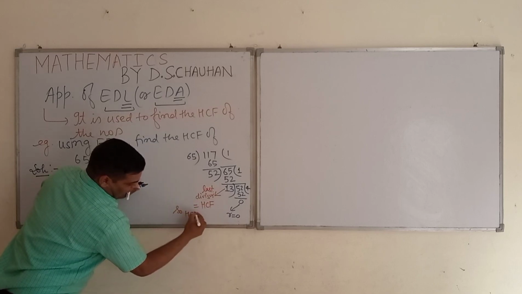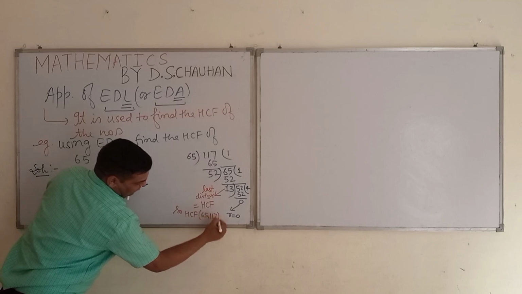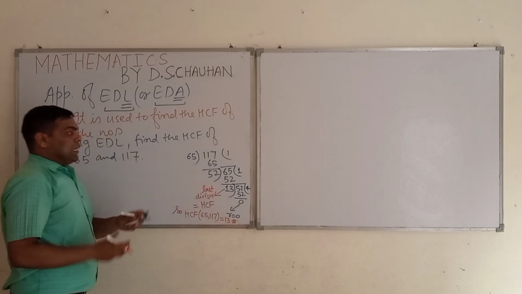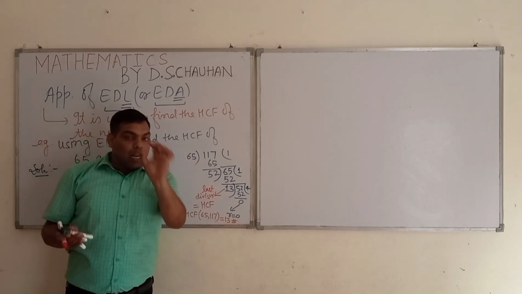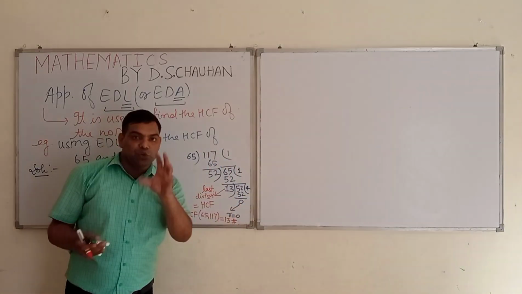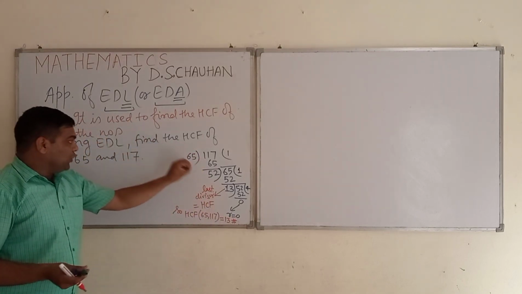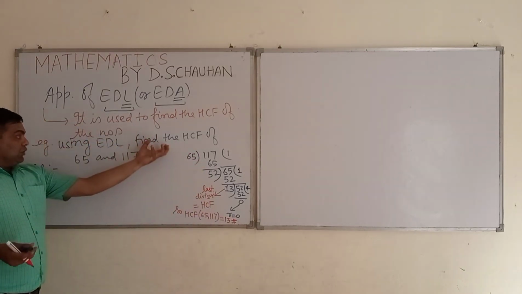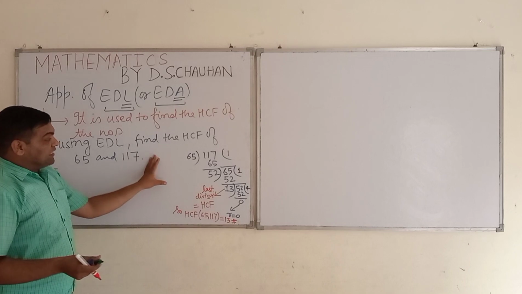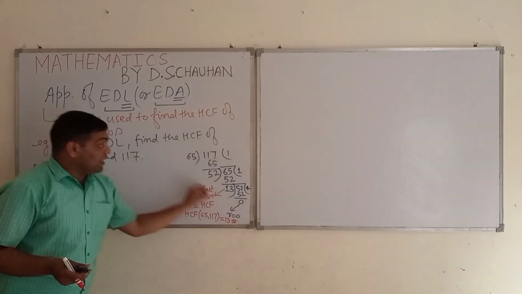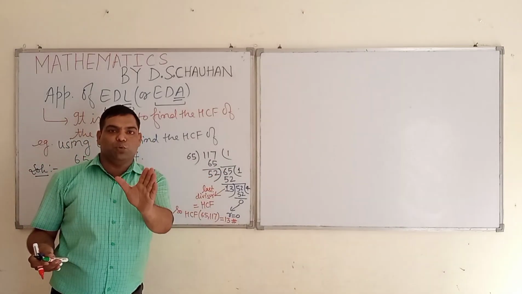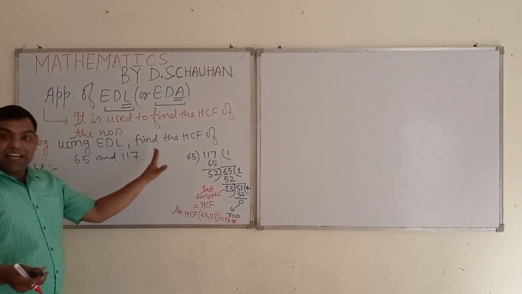So HCF of 65 and 117 is how much, students? This is 13. Okay students, this method all of you are familiar with from the junior classes, 6 to 8 standard. I want to tell you that finding the HCF with the help of Euclid division lemma is not new, as you have covered it earlier, but the way of writing will be quite different. You just try to understand.